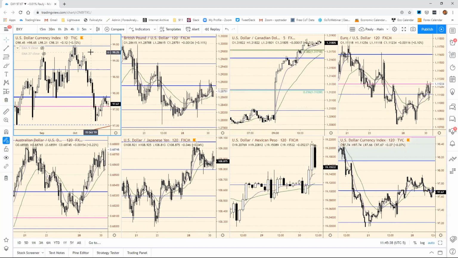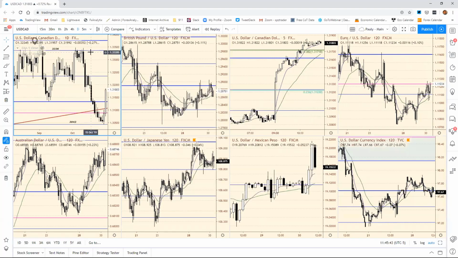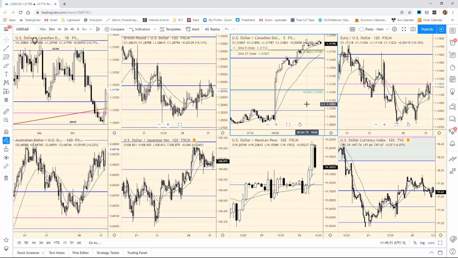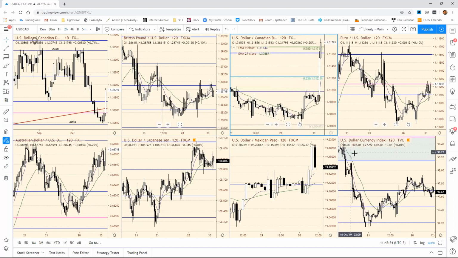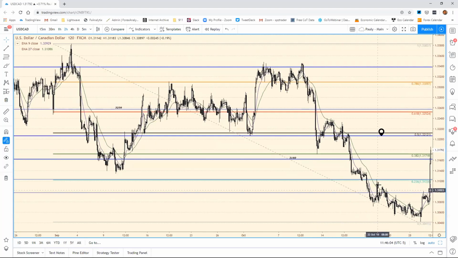Oh, I'd be remiss if I didn't mention the dollar CAD. We did finally get above the dollar CAD, and boy, nice little run back here in the dollar CAD. Now, if we look on the 2-hour chart, you can see here that we just crossed over the 38%. We've actually got some resistance coming in here at 31.85. You see that right there, 31.85, and the market is kind of paused just right before that.